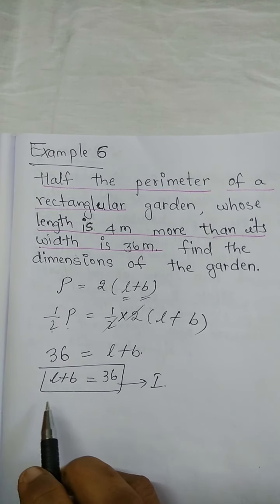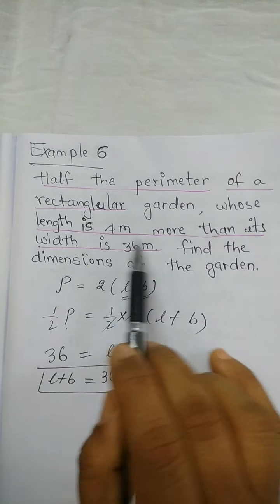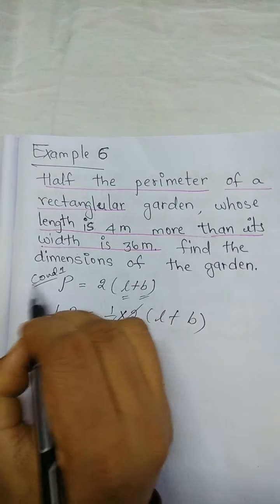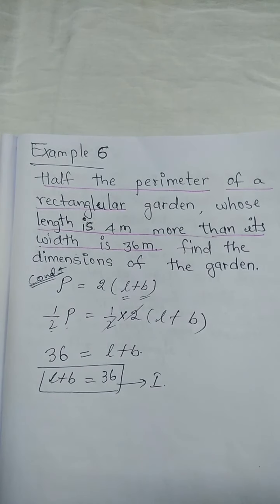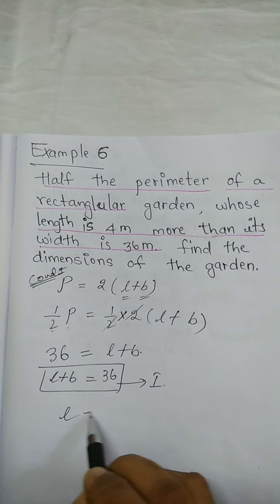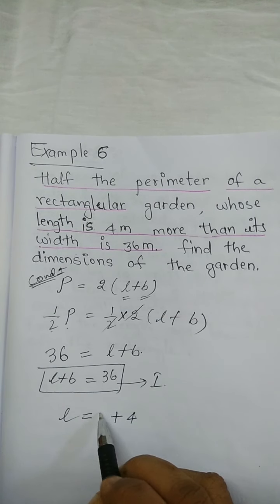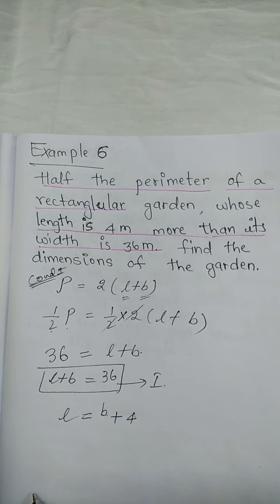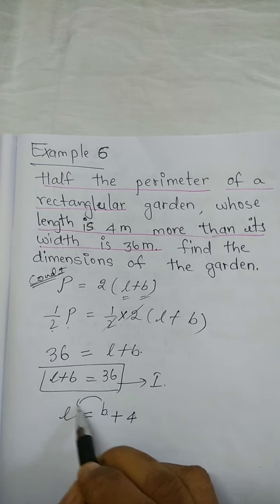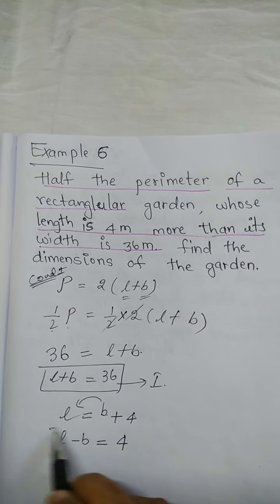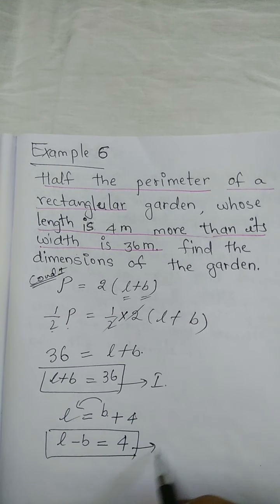Then read this another condition. This was condition 1. Okay, now condition 2. They are saying length is 4 meter more than its width. So length is 4 meter more than its width. Width is nothing but breadth. Okay. So L minus B is equal to 4. This is second equation.